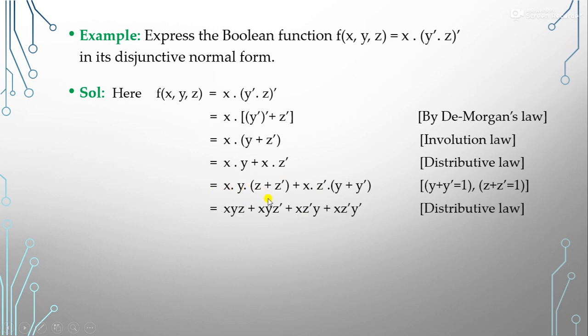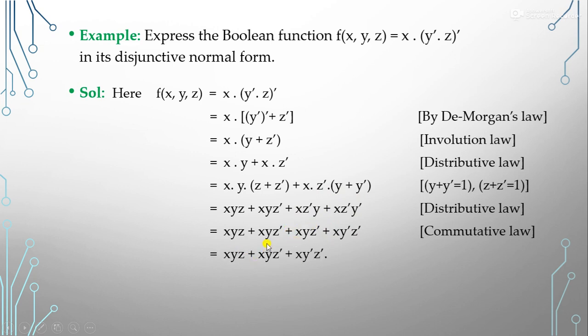So this becomes xyz dash plus xyz dash plus xz dash y dash. After that, you can use the commutative law and write in the form of xyz dash. And here you see that xyz dash and xyz dash both are same, means we remove one term. So it becomes only xyz plus xyz dash plus xy dash z dash. So this is our disjunctive normal form, or you can say canonical sum of product form.